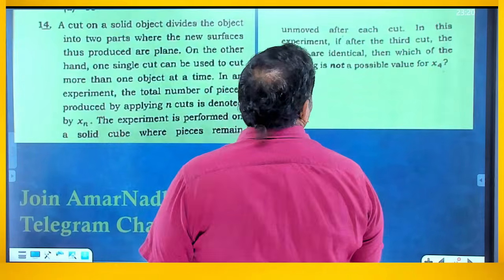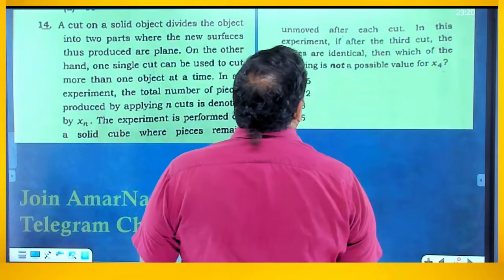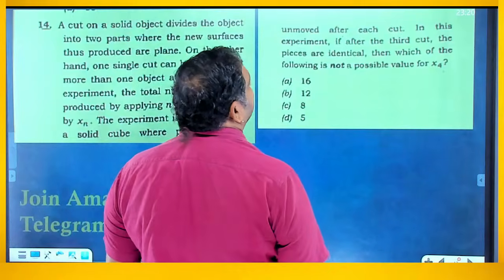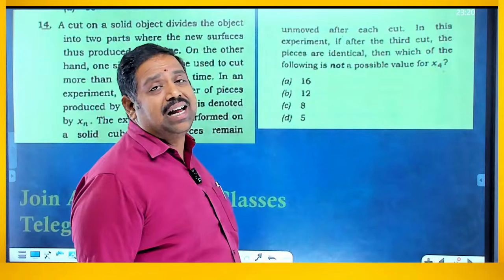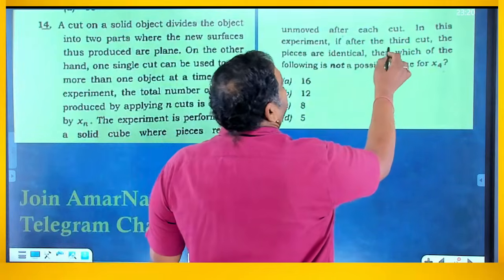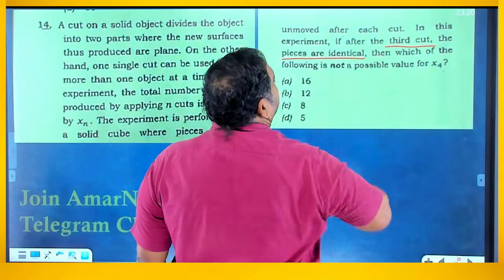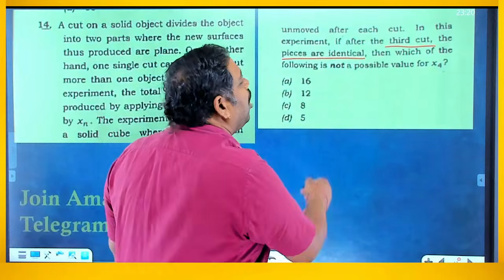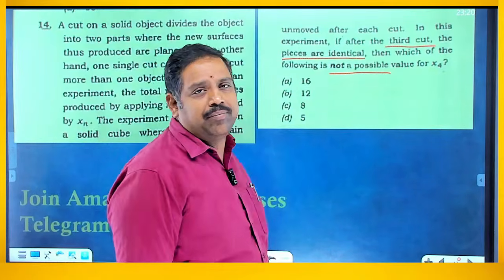In this experiment, if after the third cut the pieces are identical, after the third cut pieces are identical. That is an important point. After the third cut pieces are identical, then which of the following is not a possible value of x?